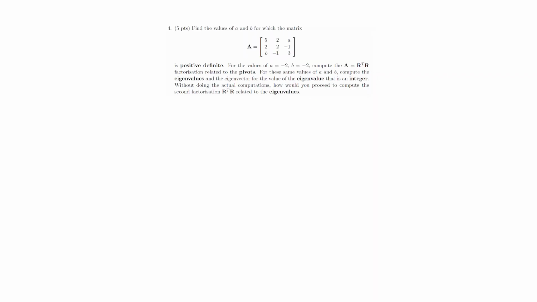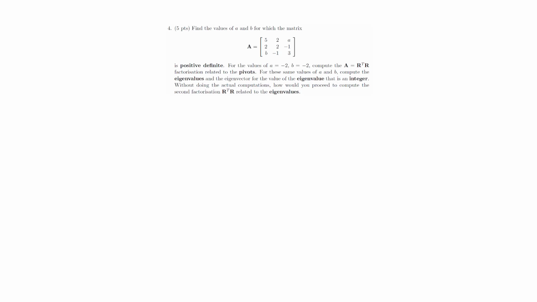Well, let us have a look at question 4. You have to find the values of A and B for which the matrix is positive definite, and then for the values of A equal to -2 and B equal to -2, and these are values that make the matrix positive definite. You have to find the two factorizations of A, R transpose R, one related to the pivots and one related to the eigenvalues.